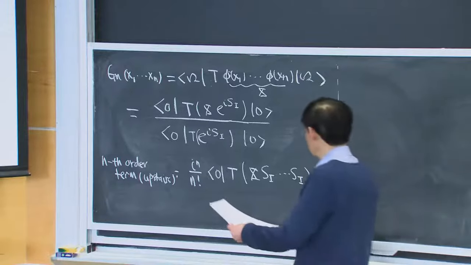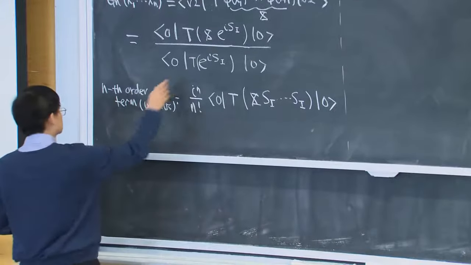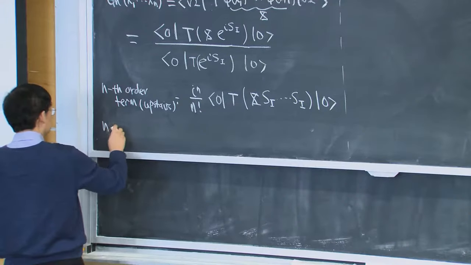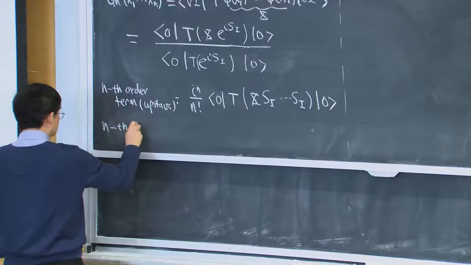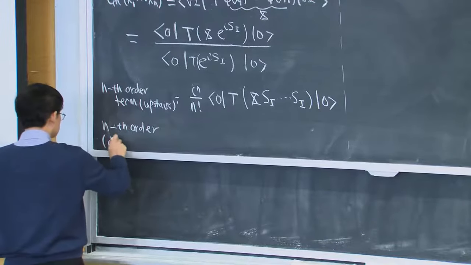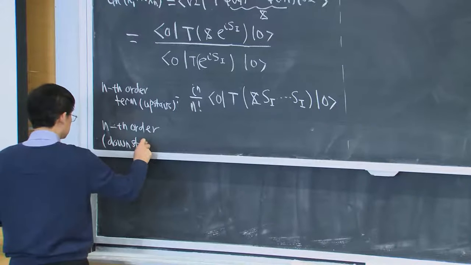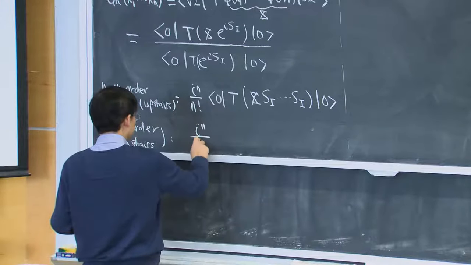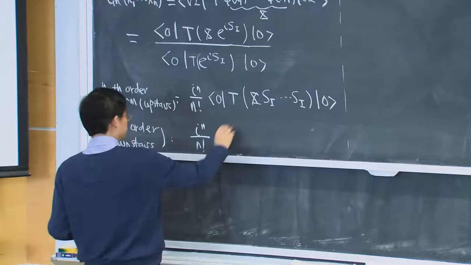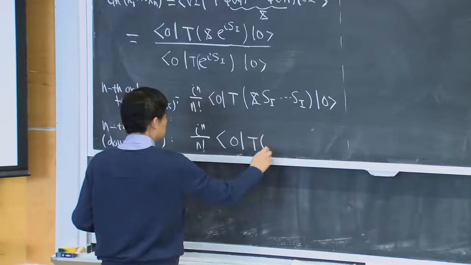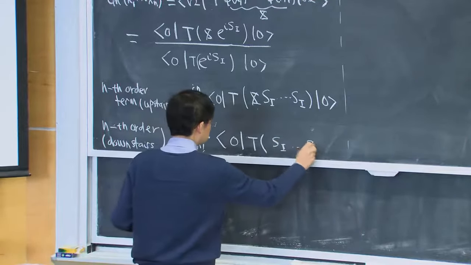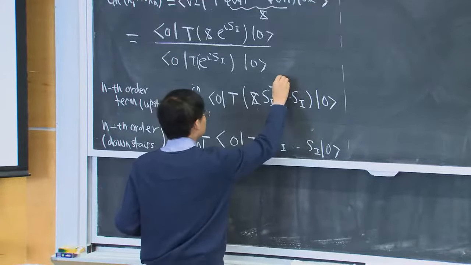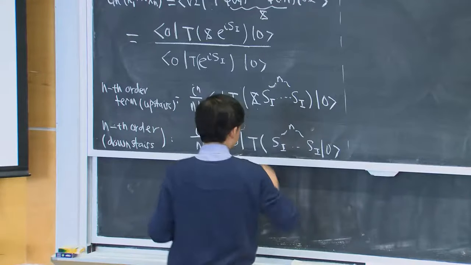And the nth order term for the downstairs, you can also expand the downstairs similarly. Then you have an almost identical structure, except you don't have this product of phi(x). Okay, so you have T, then you just have n S_I's. So there are n of them. Okay?